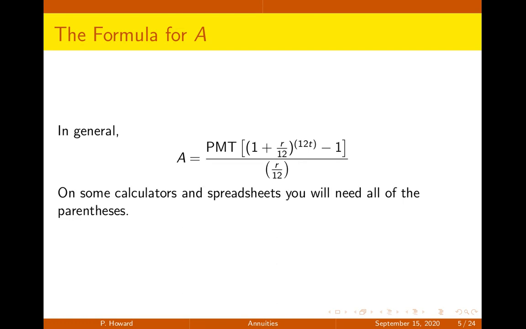On some calculators and spreadsheets, you will need all of these parentheses. I've used square brackets here just for a little bit of variety, but on a calculator or a spreadsheet, those square brackets will be parentheses.